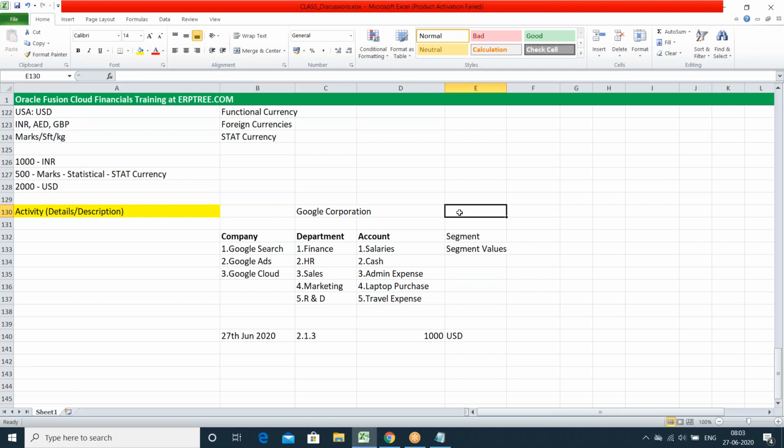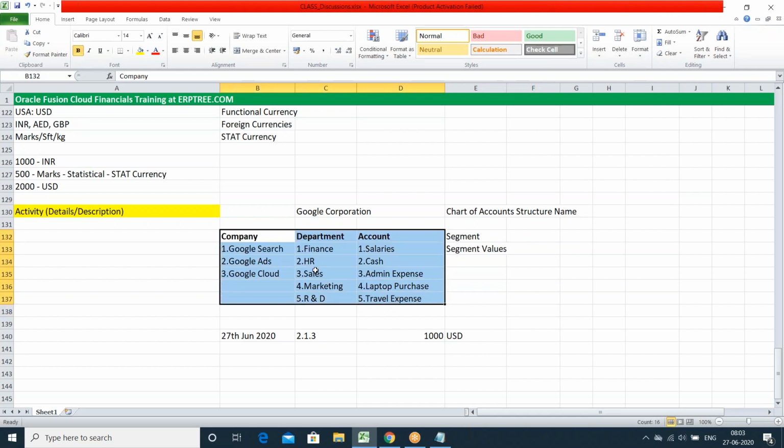I'm just introducing the system terminology. The system terminology that we call is chart of accounts structure name. Out of this complete information, accounts is the primary information. So here, chart of accounts is a chart that represents information primarily related to accounts. Here they give the name chart of accounts.